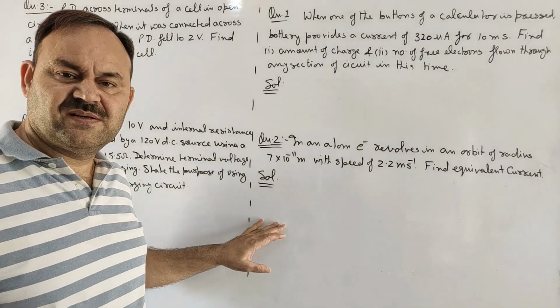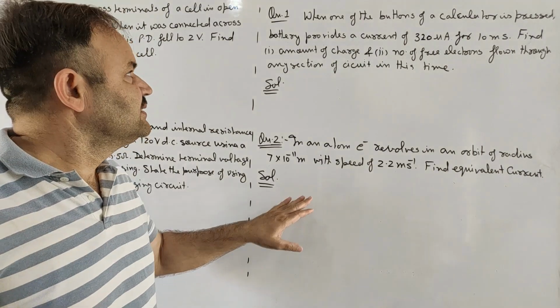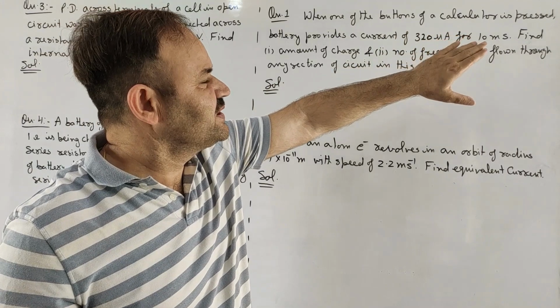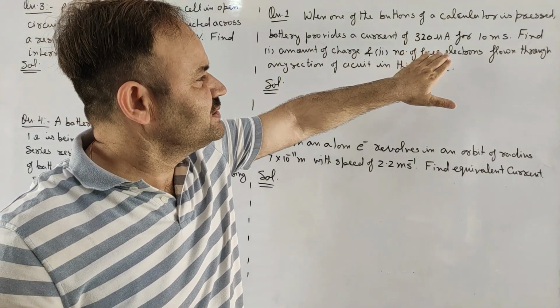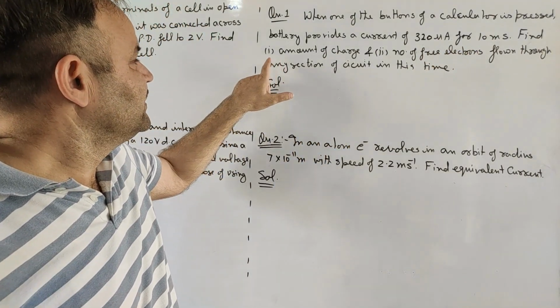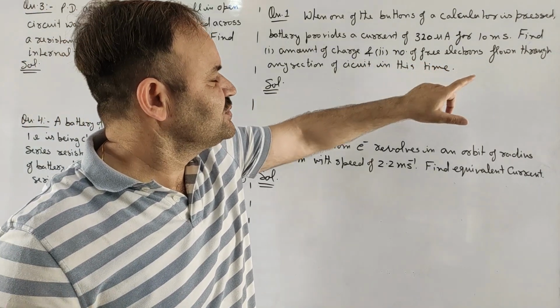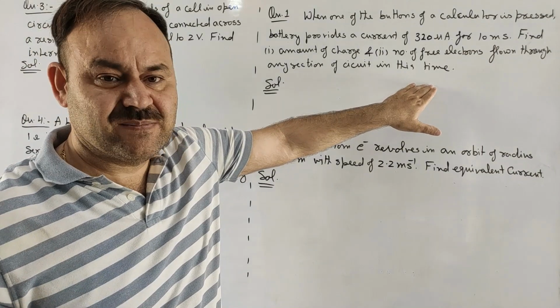Now, to strengthen our understanding, we will solve a few numericals. The first one: when one of the buttons of a calculator is pressed, the battery provides a current of 320 microampere for 10 milliseconds. Find number one, the amount of charge, and number two, the number of free electrons flown through any section of the circuit in this time.